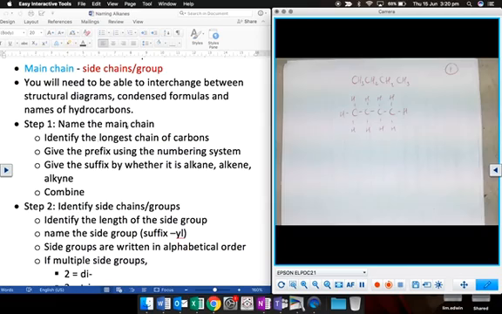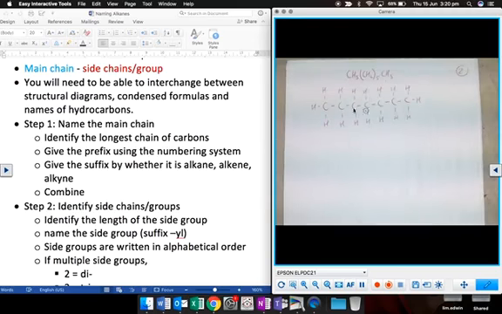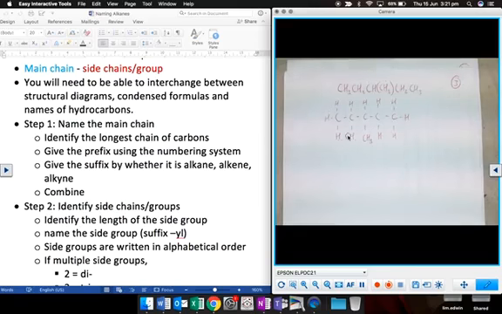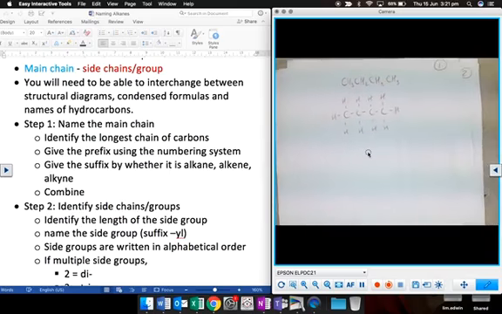So step one, we're going to name the main chain. What's the main chain? The main chain is the longest chain of carbons within the hydrocarbon. So if you look here, the main chain here has 4. If you look at the next one, this main chain has 7. You look at this one, we've got a main chain here, but a side chain here. The main chain is 5, the side chain is 1. So that's what we mean by the main chain. So let's try doing step 1.